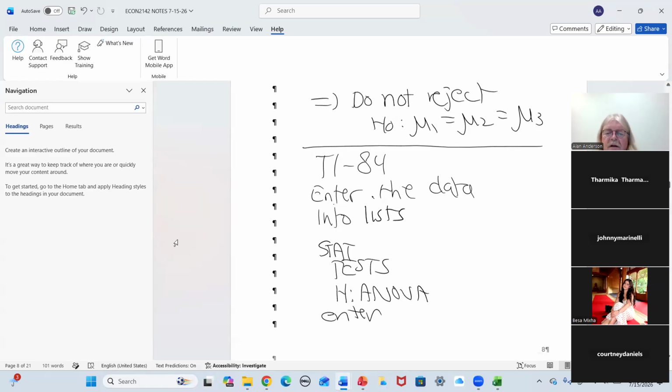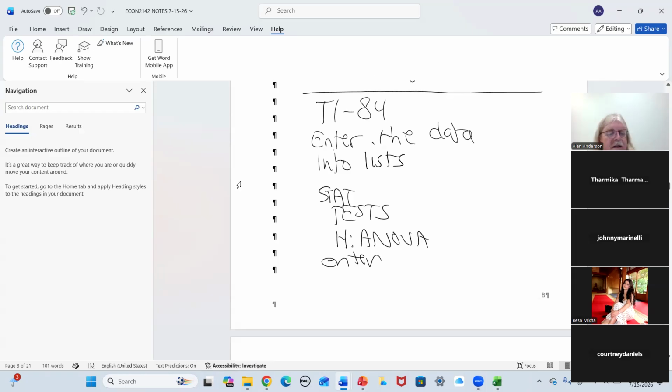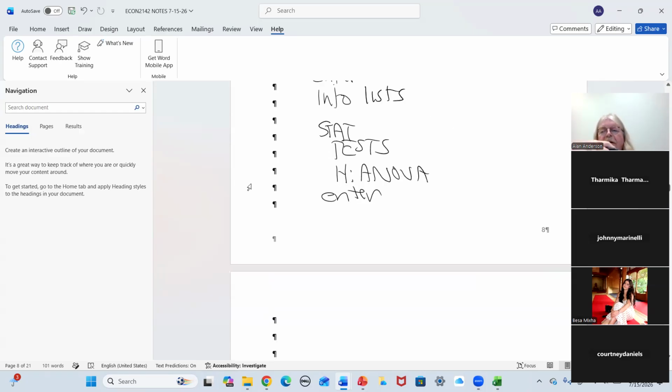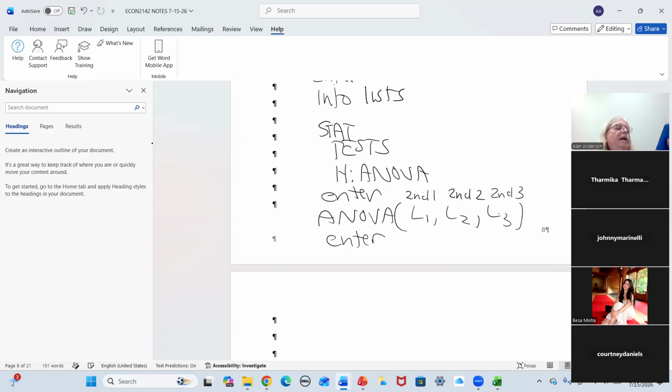Now, here's where it gets a little bizarre. You're used to having it more or less prompting you for everything. Because the calculator doesn't know how many lists you have, it's going to open up and look like this, and you're going to say, well, what am I supposed to do? So you're going to enter the lists by typing L1, L2, L3. And remember, you get these by typing second one, second two, and second three. And once you get to that point, close the parentheses, hit enter, and oh my God.